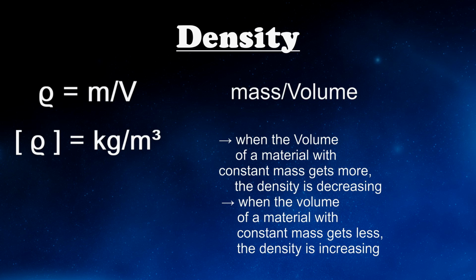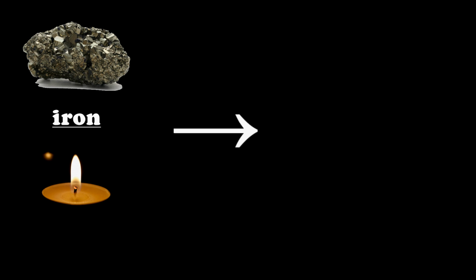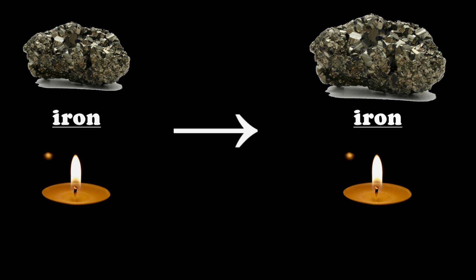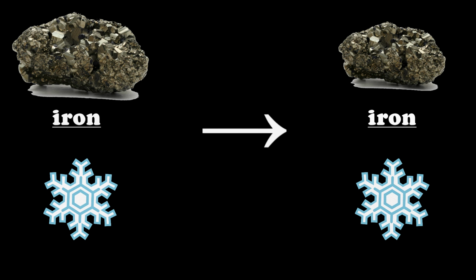Here's an example. This is a piece of iron. If we heat it up, it is going to expand, but even though its volume changes only very little, its density in theory has now decreased. If we cool it down, its volume is changing again. It shrinks. Its density has in theory increased.